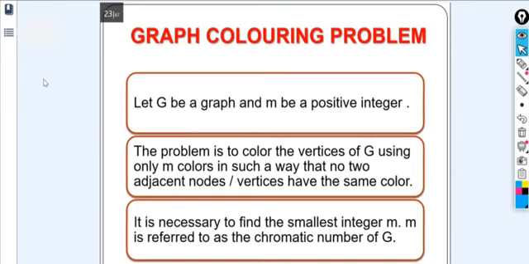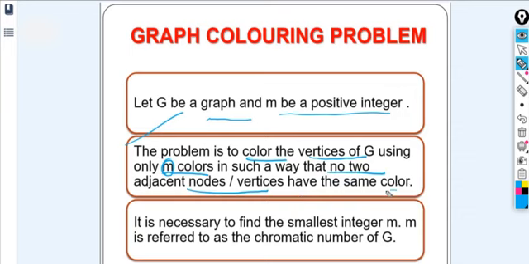Graph coloring is a problem where G is a graph and M is any positive integer. The problem is to color all the vertices of the graph using only M colors. Whatever the value of M is, that many colors we will use to color all the vertices of the graph in such a way that no two adjacent nodes or vertices have the same color. That is the restriction or constraint here.